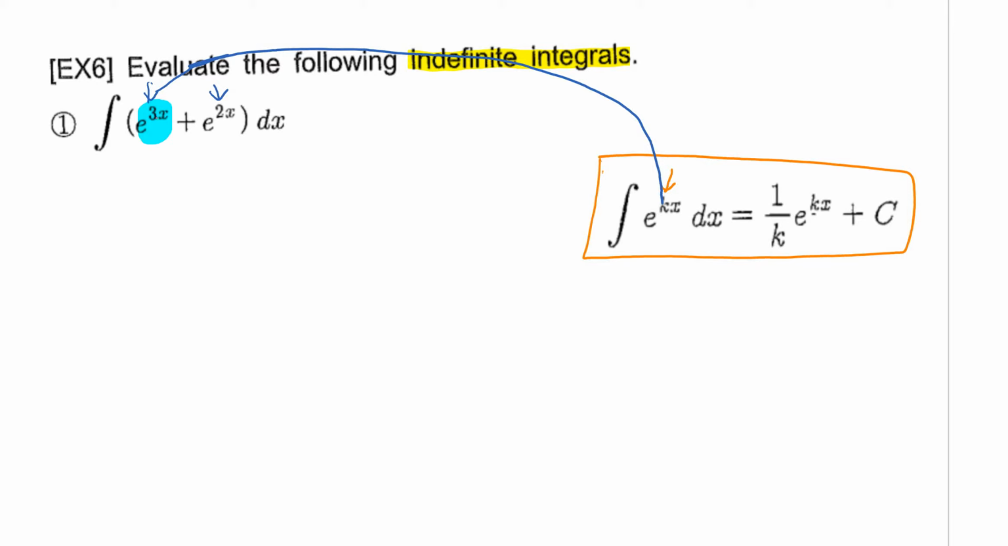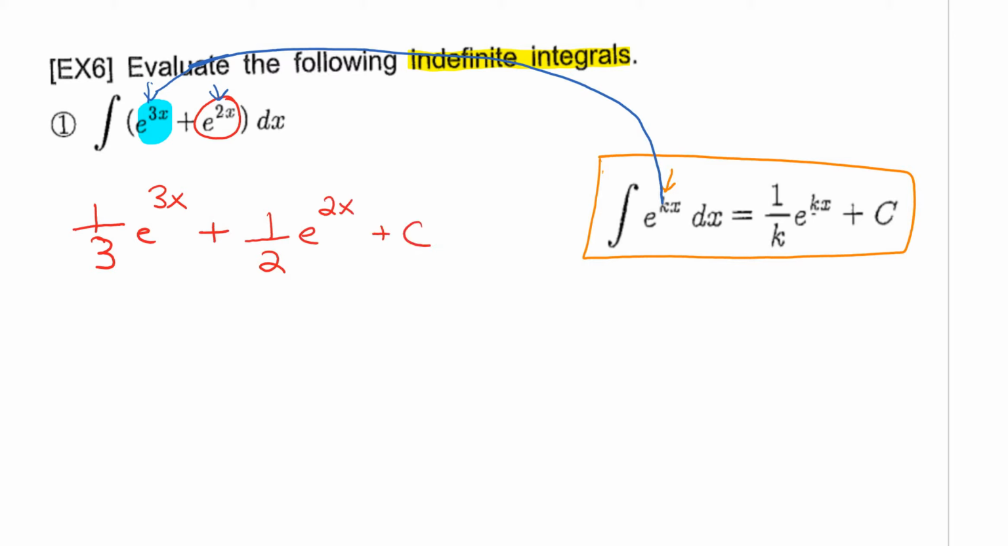So to evaluate that first part of the problem, e to the 3x, it's going to be 1 over 3 times e to the 3x plus, and then for this particular problem here, the k value is now 2, so that's going to be 1 over 2 e to the 2x plus c. And that's your final answer.